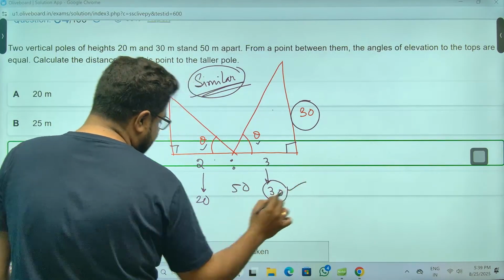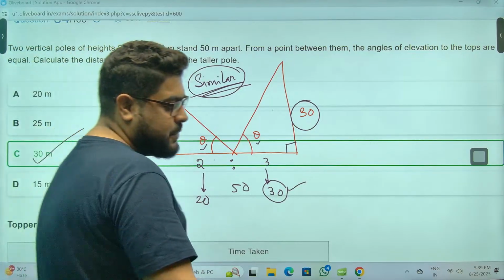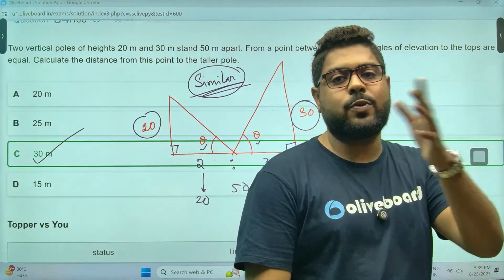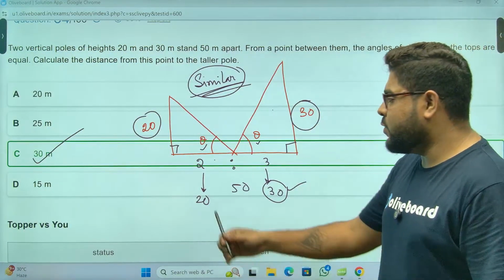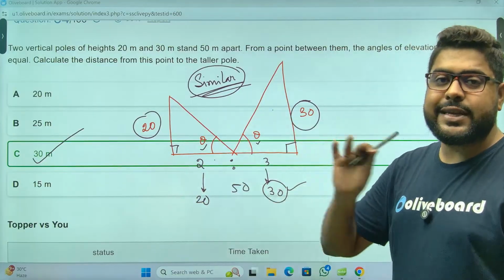देखो, एक line में answer आ गया, 30. So you can do this in one line without actually doing anything. In one line you can say it by just using the concept.